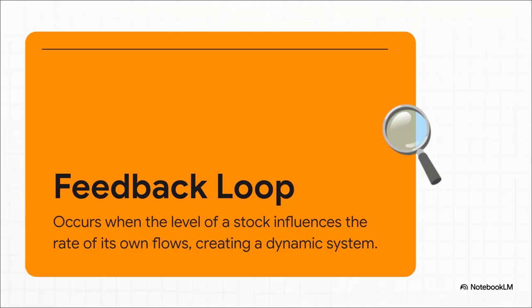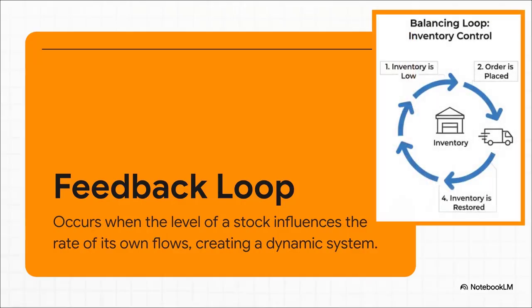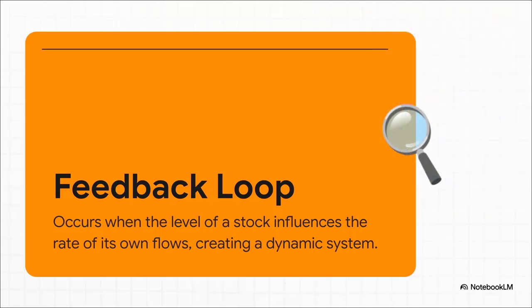A feedback loop happens when the size of your stock, say your inventory level, starts to directly affect the rate of your inflows or outflows. So what if our bookstore manager sees the inventory dropping and decides to order more books each day? Well, the stock level is now influencing the inflow rate. That's a feedback loop, and it's what makes systems in the real world so dynamic and interesting.